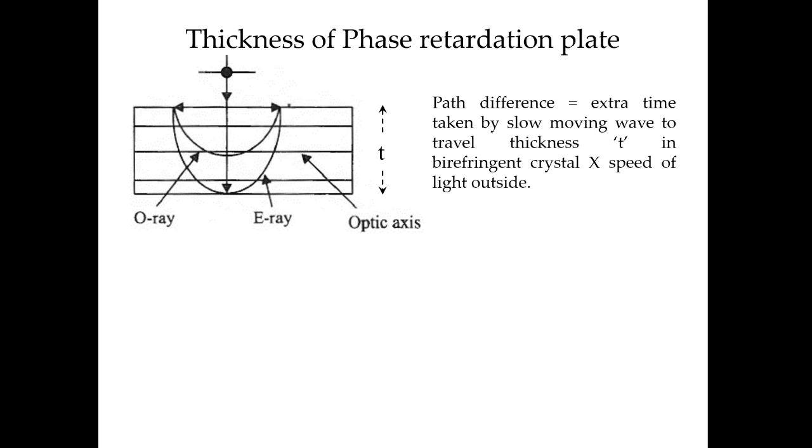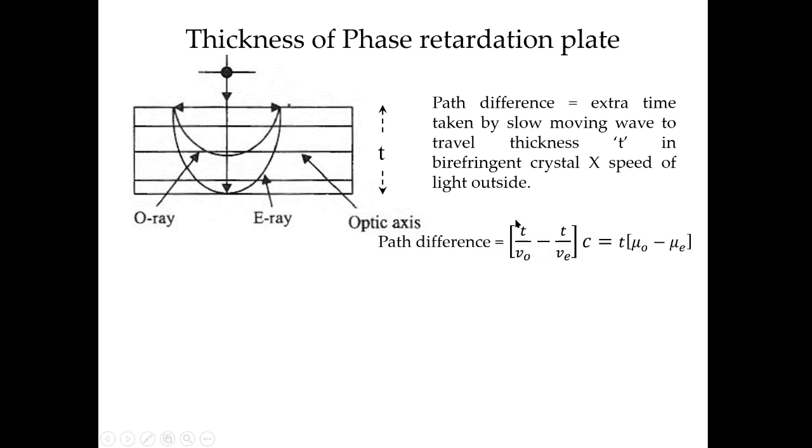The thickness of phase retardation plates can be found by calculating the path difference between the O ray and E ray when they emerge from the plate. This path difference is the extra time taken by a slow moving wave to travel the thickness T of the plate in the birefringent crystal, multiplied by the speed of light outside the crystal.